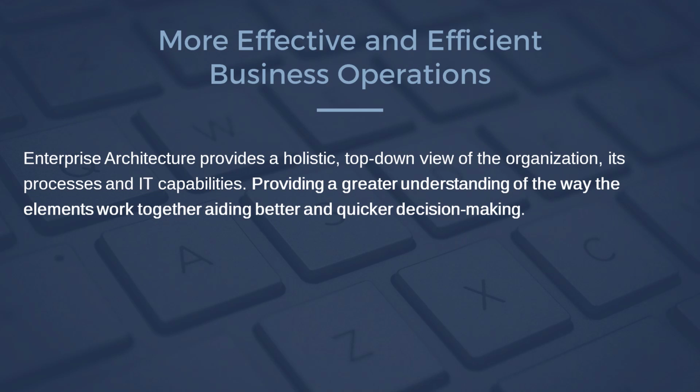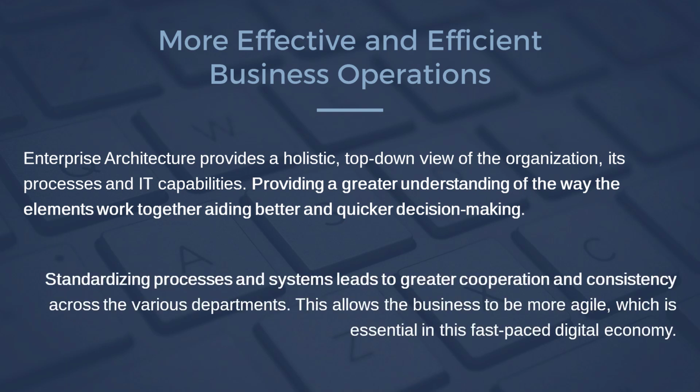Modern organisations are a complicated web of structures, processes, IT applications and systems. Enterprise architecture provides a holistic, top-down view of the organisation, its processes and IT capabilities. This view of the existing architecture provides a greater understanding of the way the elements work together, aiding better and quicker decision-making. This makes it easier to manage the complexities of modern, data-driven businesses, allowing for sustainable improvement and innovation across the organisation. Standardizing processes and systems leads to greater cooperation and consistency across the various departments and organisation.